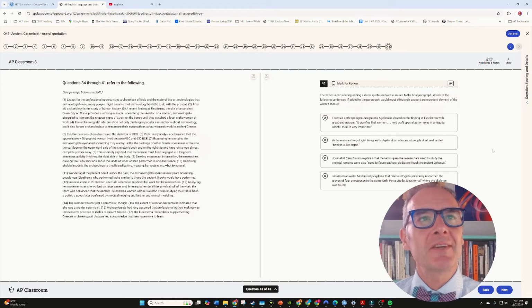C, journalist Kara Giamio explains that the techniques the researchers used to study the skeletal remains were also used to figure out how gladiators... No, there's nothing about gladiators in there. No. D, Smithsonian writer Milan Sully explains that archaeologists previously unearthed the graves of 4 priestesses. No, this isn't about priestesses at all. I don't even have to finish reading that answer. No! So the answer is clearly A. So we would pick A.